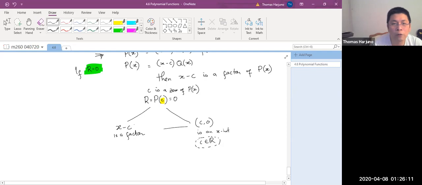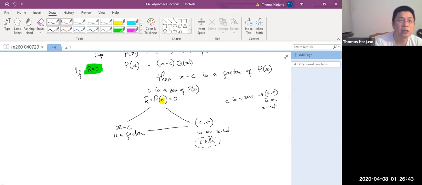Now, you have to remember this, because we have known that if c is a 0 and c is a real number, then (c, 0) is an x-intercept. That's something we learned even before this section.